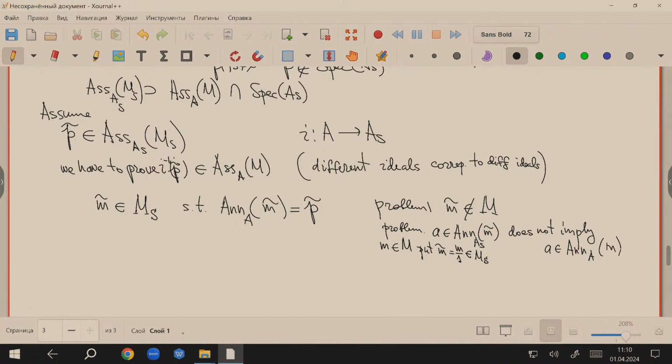Yeah? So now let us just fix this. How can we fix that m tilde is not in M? Just by multiplication.